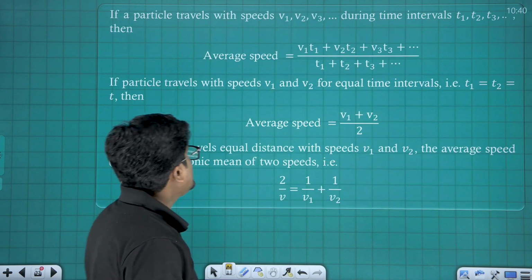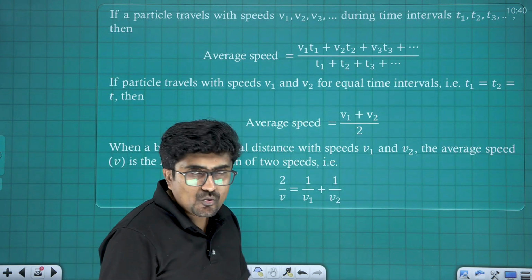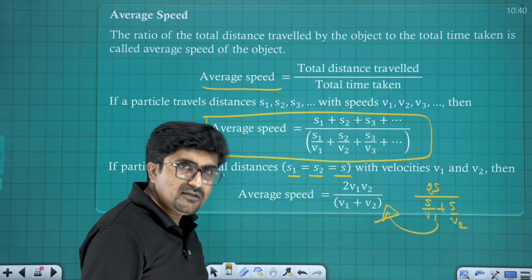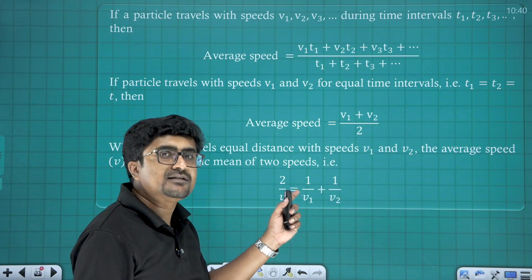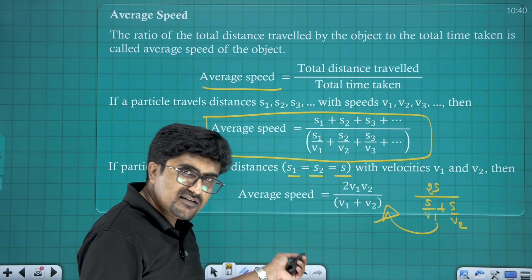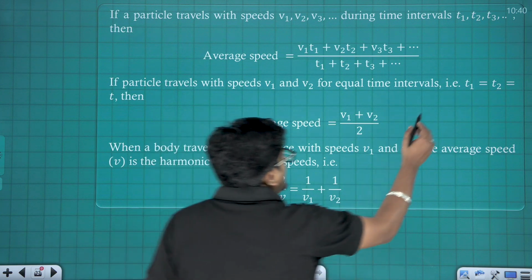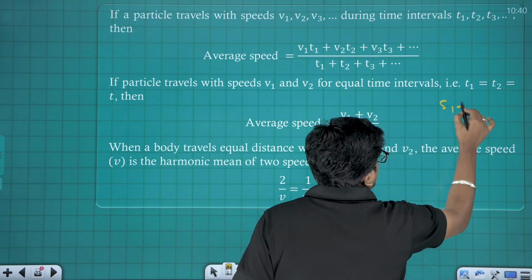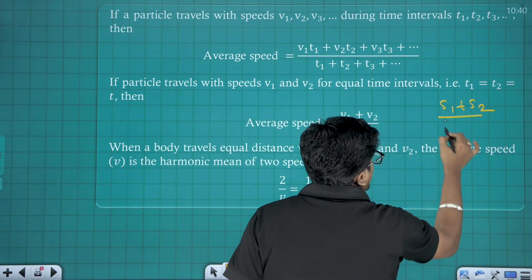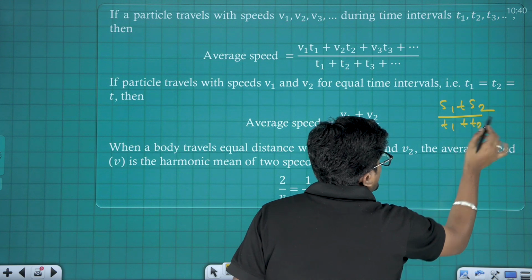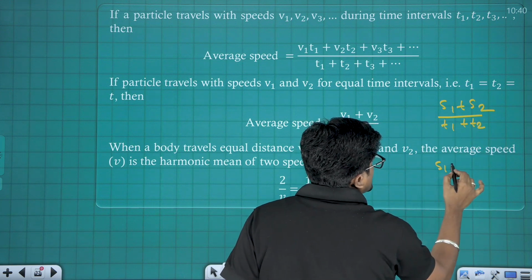Was that okay? Now, case number 2. Here the time interval is same. In the first case the distance was same, and here the time interval is same. I repeat, there the distance was same and here the time interval is same. So the concept is the same: S1 and S2 is the total distance traveled, and the time taken is T1 and T2. Now S1 is going to be what?